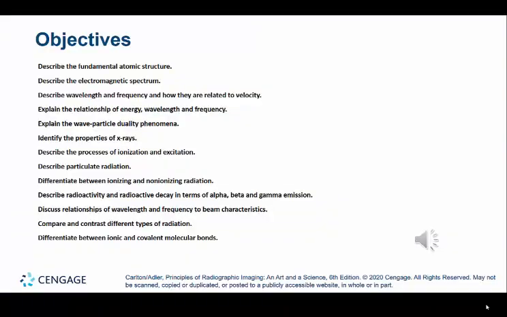Your objectives include: describe the fundamental atomic structure, describe the electromagnetic spectrum, describe wavelength and frequency and how they are related to velocity, explain the relationship of energy, wavelength, and frequency, explain the wave-particle duality phenomena, identify the properties of X-rays, describe the processes of ionization and excitation, describe particulate radiation, differentiate between ionizing and non-ionizing radiation, describe radioactivity and radioactive decay in terms of alpha, beta, and gamma emission, discuss relationships of wavelength and frequency to beam characteristics, compare and contrast different types of radiation, and differentiate between ionic and covalent molecular bonds.